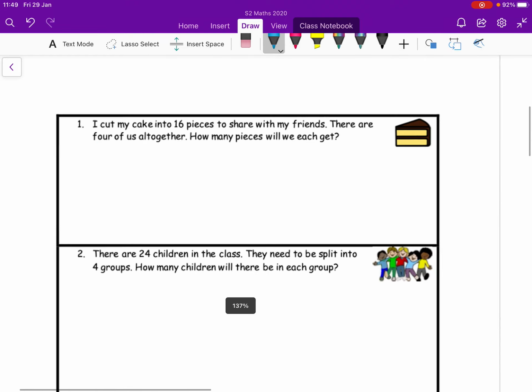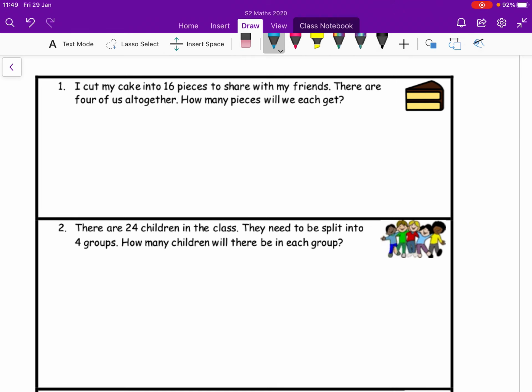So we're going to put this into a bit more context now. Okay, we're going to work through a couple of questions together. So the first one says, I cut my cake into 16 pieces to share with my friends. There are 4 of us all together. How many pieces will each get? So let's represent this as a little bar model first that everybody should be used to. So if I think here is the cake and I've got 16 altogether. So that's what the whole thing is worth, 16. I want to share it equally between 3 of my friends plus me, so 4 people altogether. So I want to share it by 4, just like that.